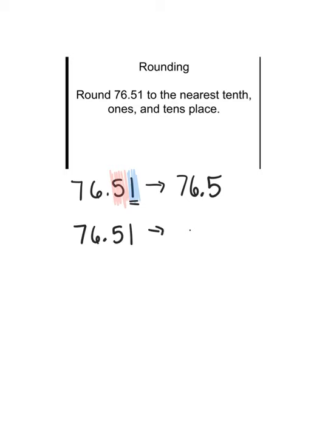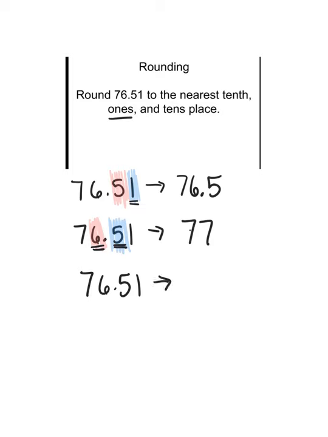Now I'm going to round 76 and 51 hundredths to the nearest whole number. So now I need to just look at here's the digit in my ones place. I'm going to use the digit in the tenths place to help me round. 5 or more, go up a floor. Since this is 5 or more, my ones place will increase by 1. So that will round to 77.